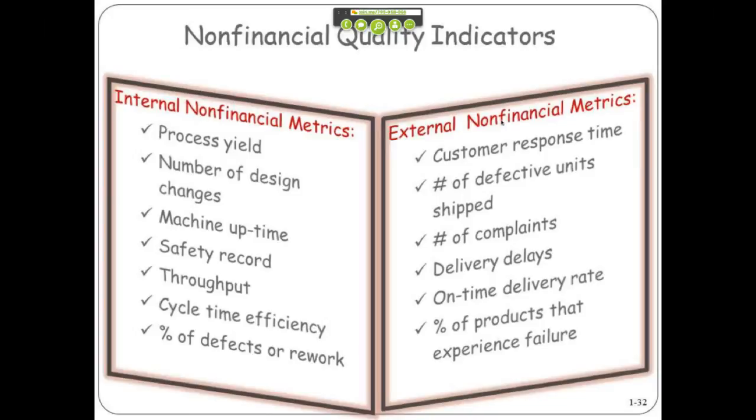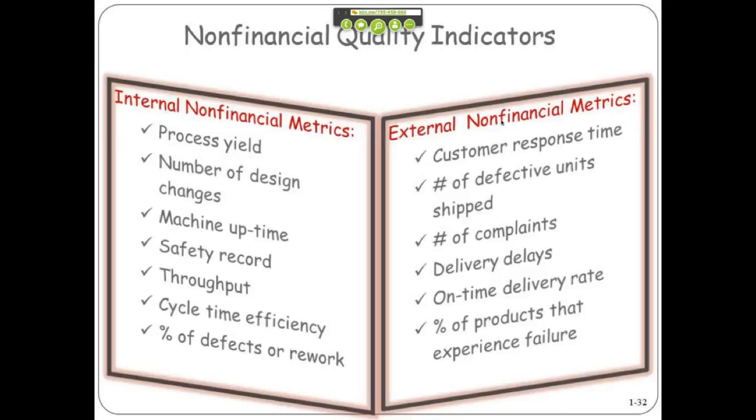Throughput is the amount of time it takes to get a product from start to finish through the system. Cycle time efficiency is related to throughput: of all the time spent getting through the system, how much is classified as value-added time versus wait time, or time that you're not functioning efficiently. So if you have a bottleneck constraint that's slowing down the process, that relates to quality. And of course, the percent of rework or defects.